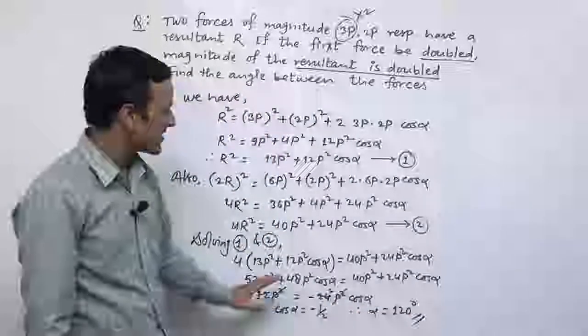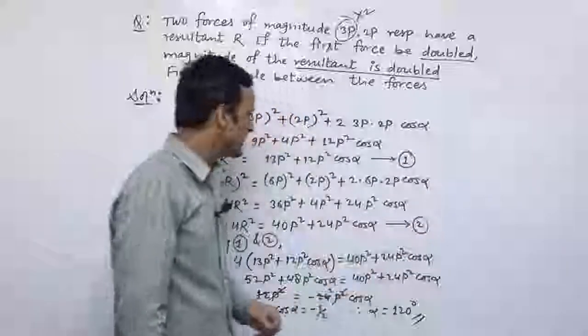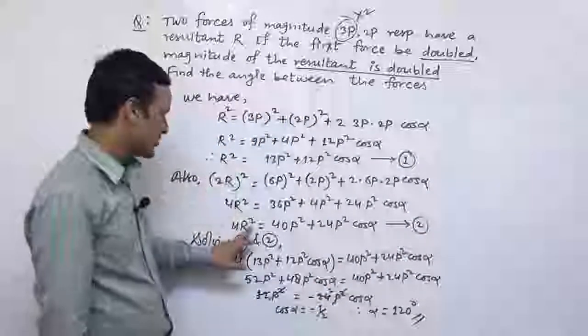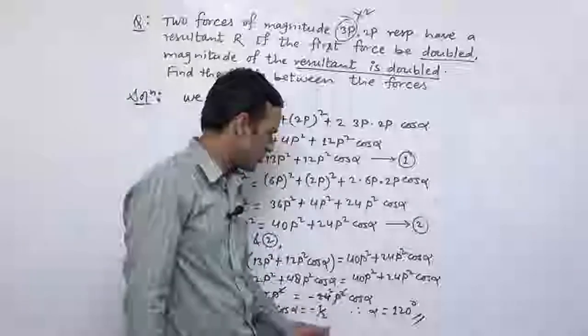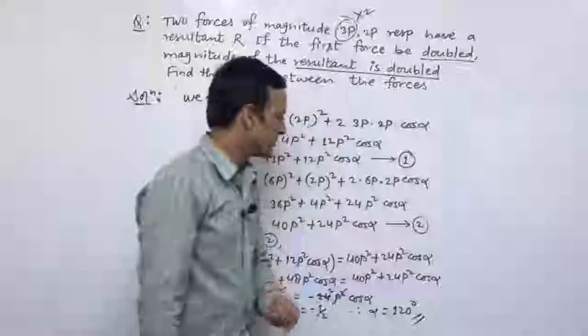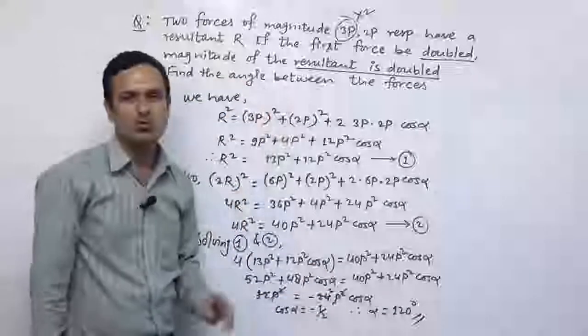So in this way you can solve this problem. First of all form equations 1 and 2, then put the value of r square in equation 2, then after solving we get cos alpha is equal to minus 1 by 2, which is this one. Alpha is 120, the required angle between these two forces.